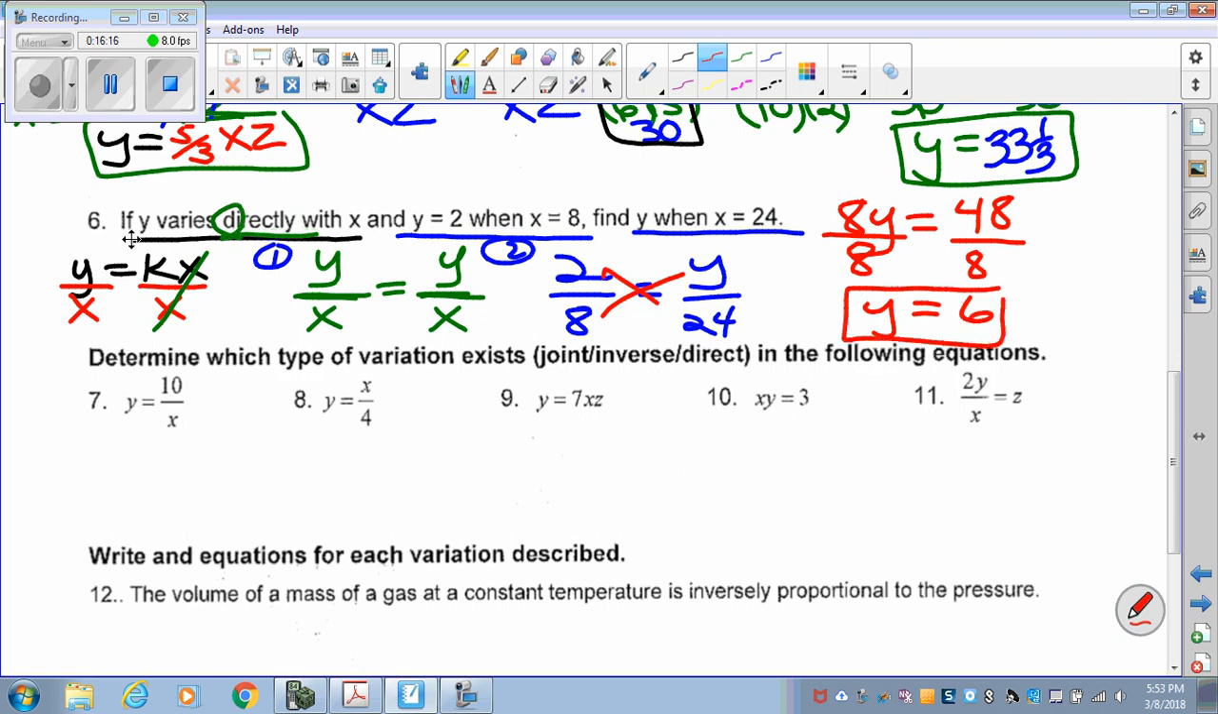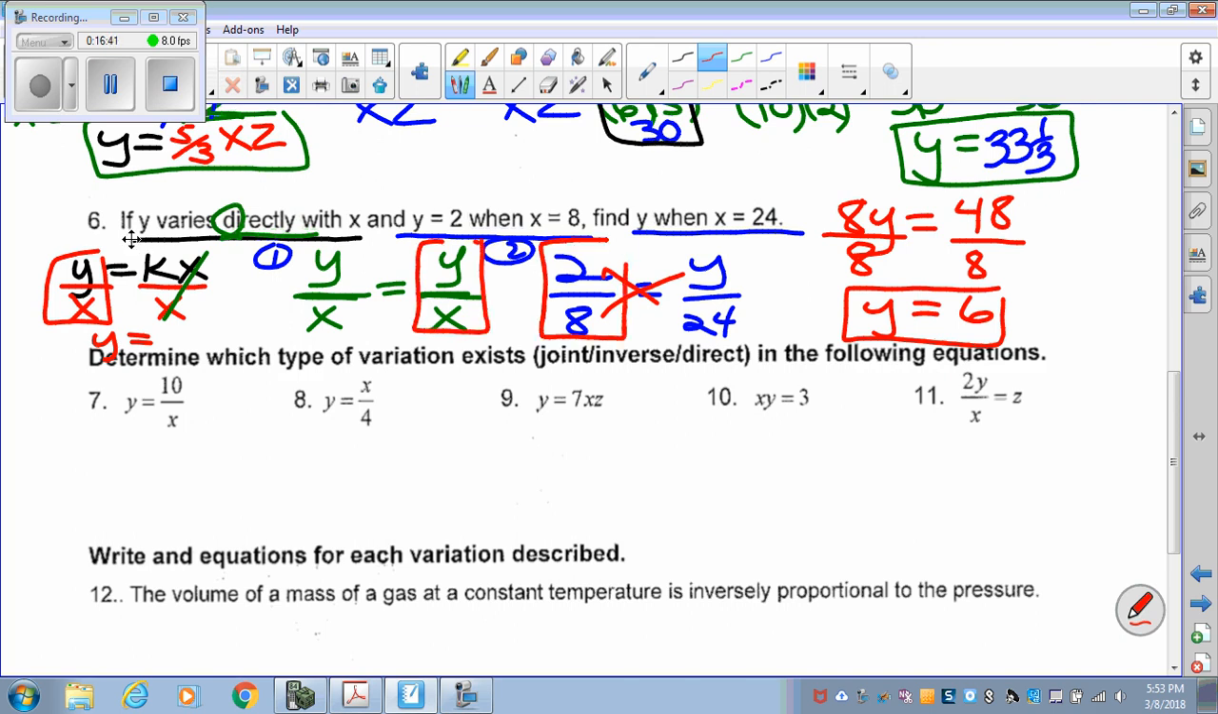And then now if I want to come back and write the equation, I'd say y equals 6. That's the constant. Or no, that's not the constant. Y equals, what is the constant? Remember the constant, k equals y divided by x. All right, y divided by x, that's my constant.